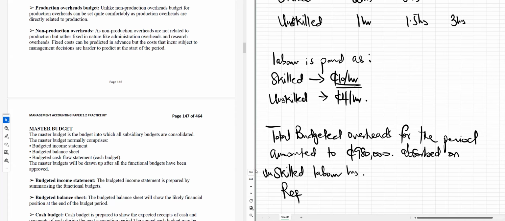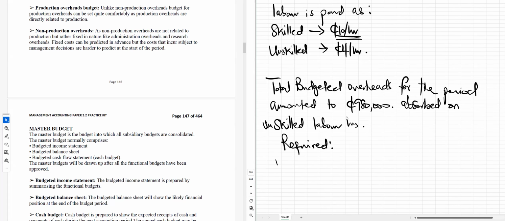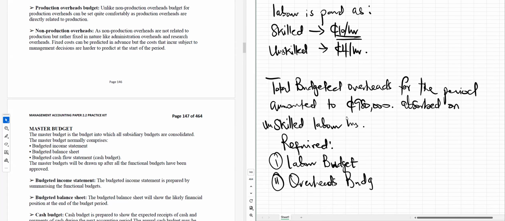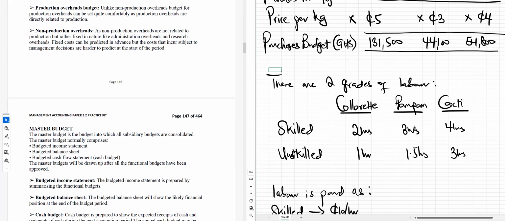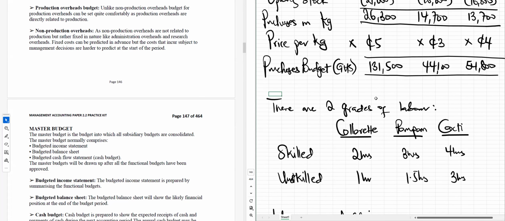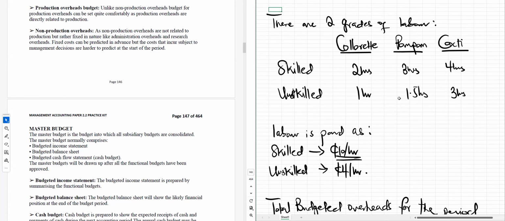So required: the labor budget and overheads budget. You can put it down, there's a question. Let's try and see if we can use this information to get the labor budget and then the overheads budget.